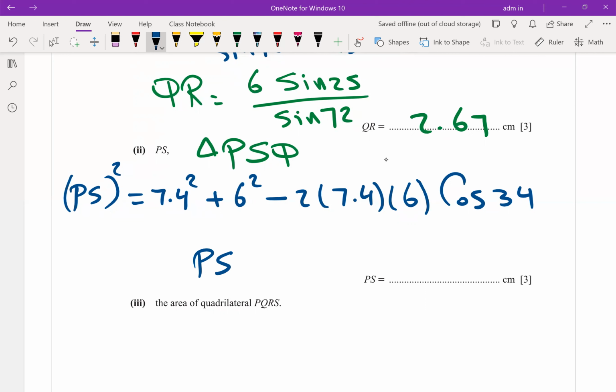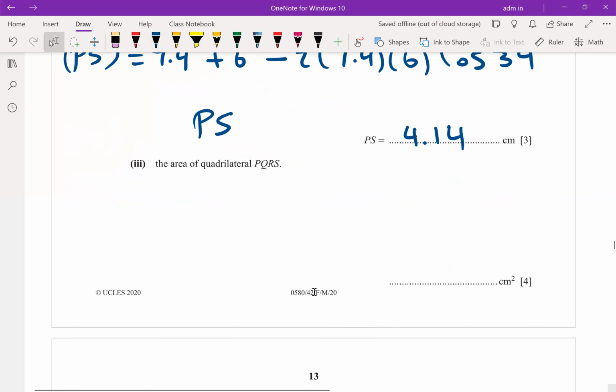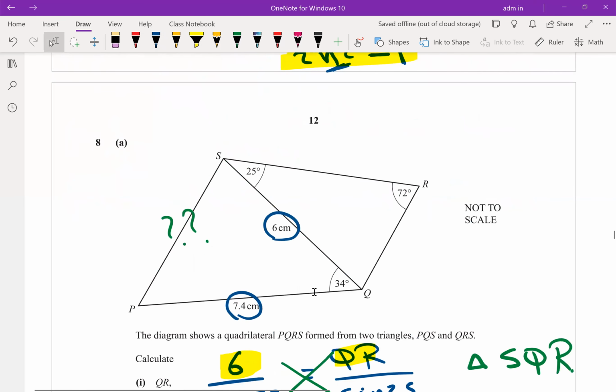After taking square root? 4.14. Calculate the area of the quadrilateral. How to find the area?